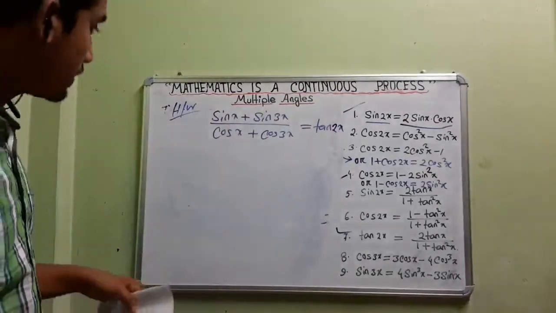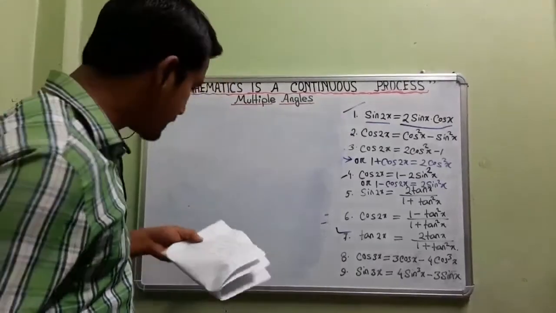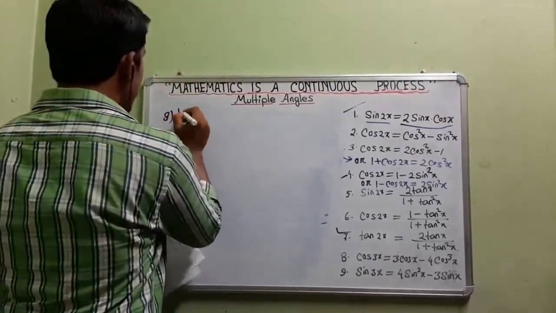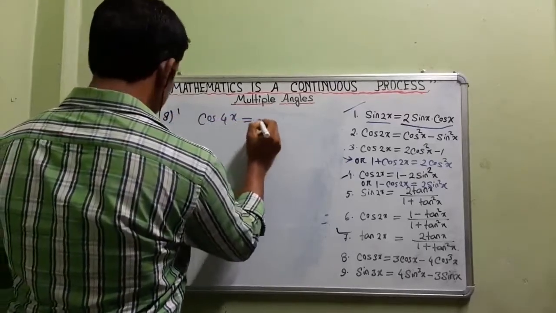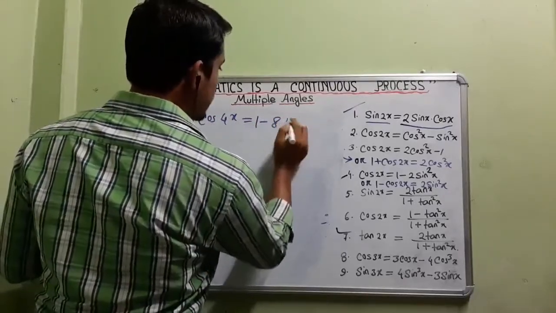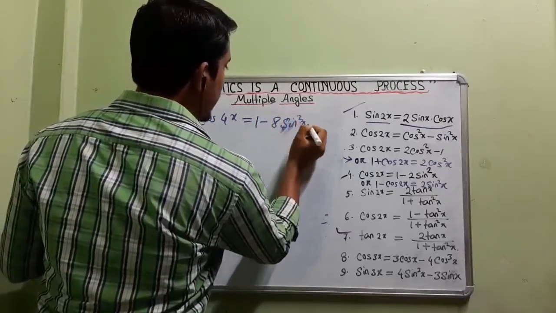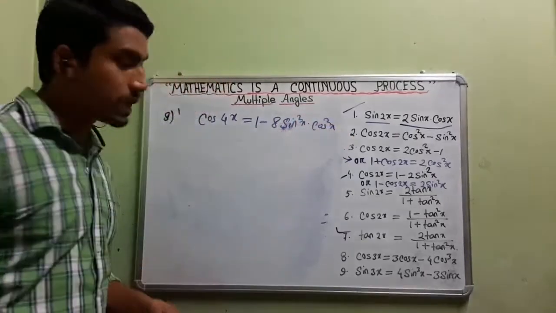Let me go to the next one. The next question is, prove that cos 4x is equal to 1 minus 8 sin square x plus 8 sin square x cos square x. That is what we are supposed to prove. See the question properly.